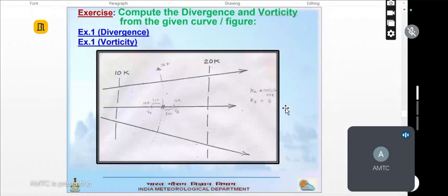So, this is the first example. I will only discuss the example because time is limited, and to explain this online is a very difficult task because I'm not sure whether you are sleeping or you are really listening from the distance.